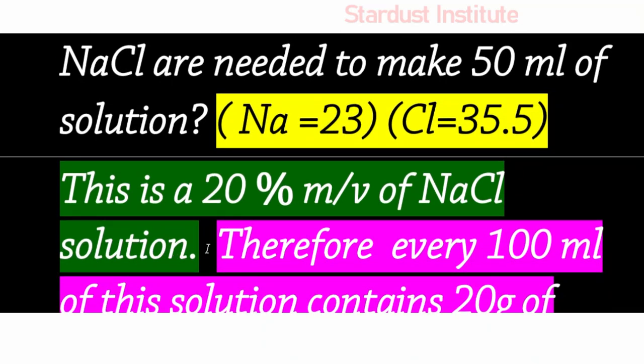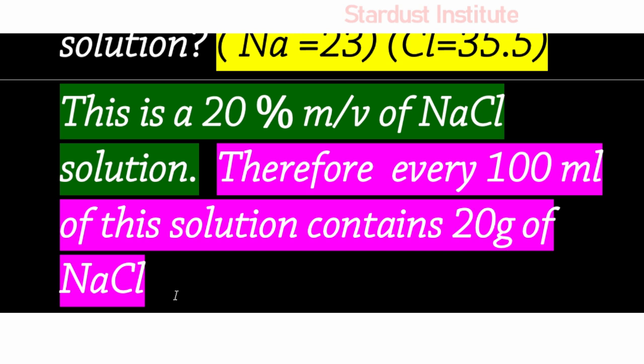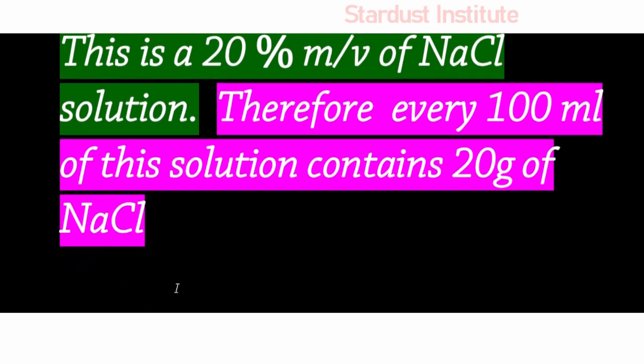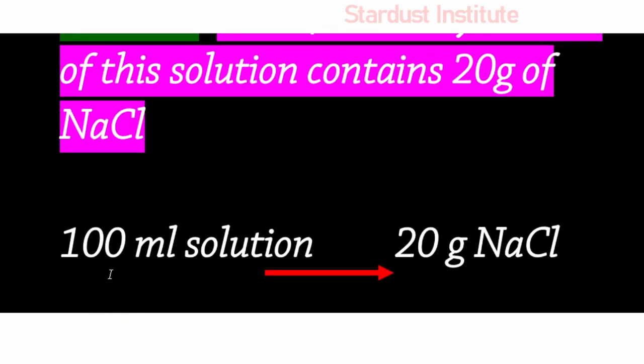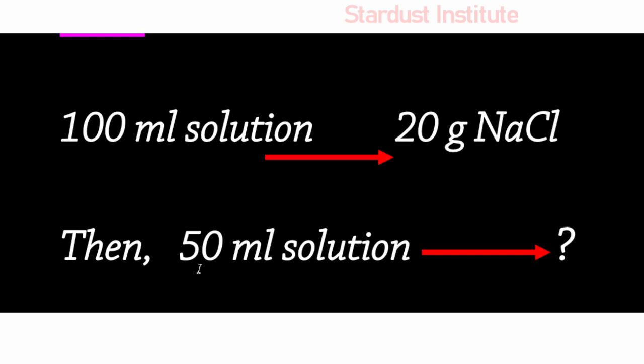This is a 20% mass by volume of sodium chloride solution. Therefore, every 100 milliliters of this solution contains 20 grams of sodium chloride. Then, in 50 milliliters of this solution, how many grams of sodium chloride are there?